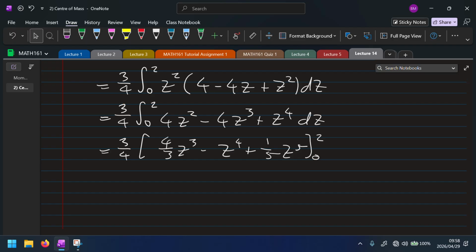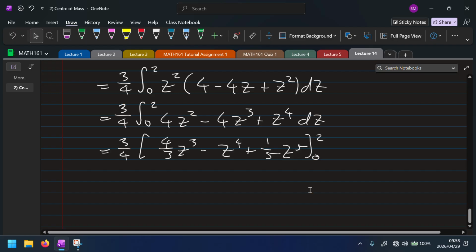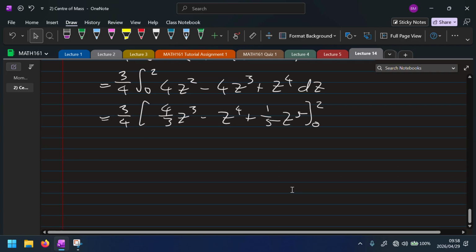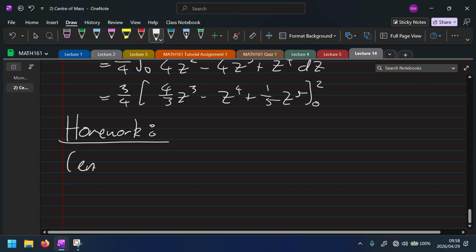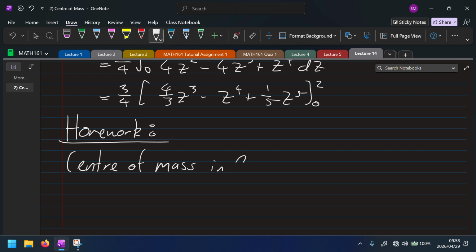All clear. Okay. Then for homework, you're going to do a little proof on the side, and then you'll answer a little question. Okay, so homework. Okay, center of mass in 2D. Okay, it's a little bit simpler than the 3D case. So there's a little proof for you to do to get the equations, and then you'll use the equations for the calculation.